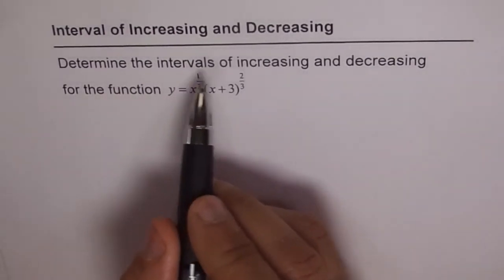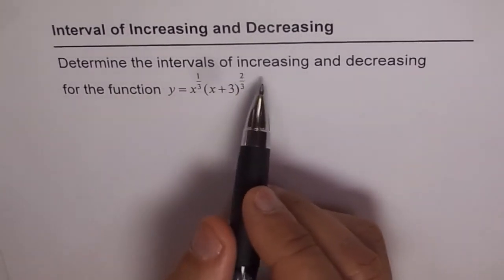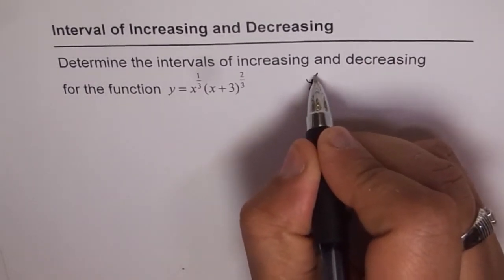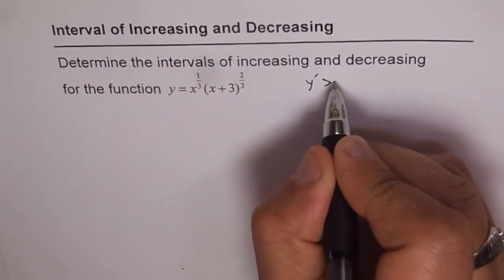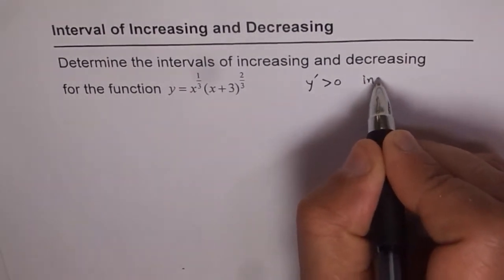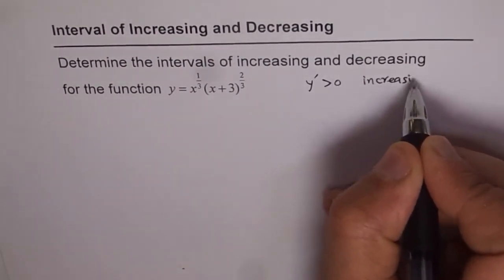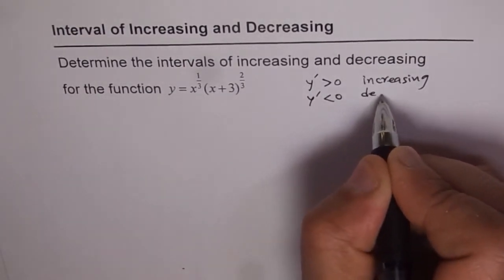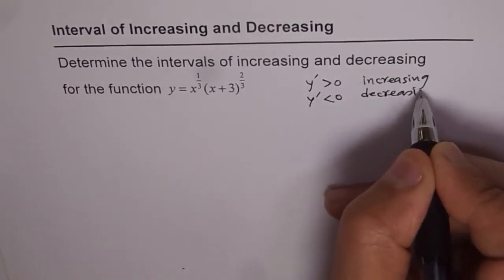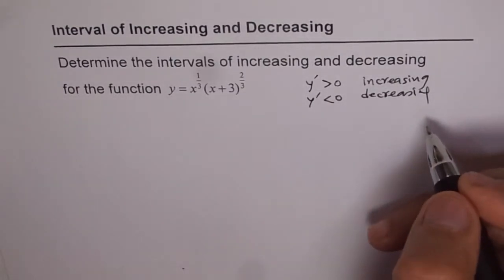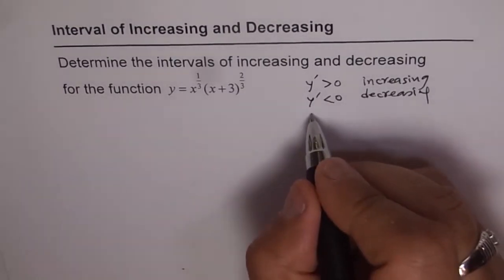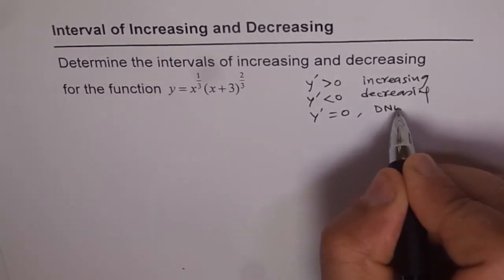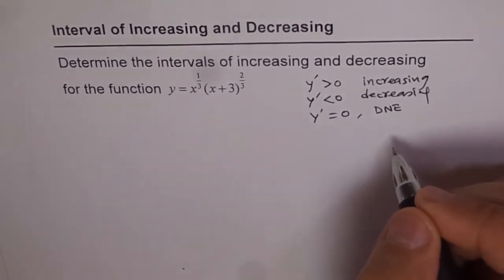When we say intervals of increasing and decreasing, then really what are we trying to figure out? We are trying to find the derivative, that is y dash, and if y dash is greater than 0, that means increasing, correct? And if y dash is less than 0, that means decreasing. And to find where it changes, we find where y dash equals 0 or does not exist.